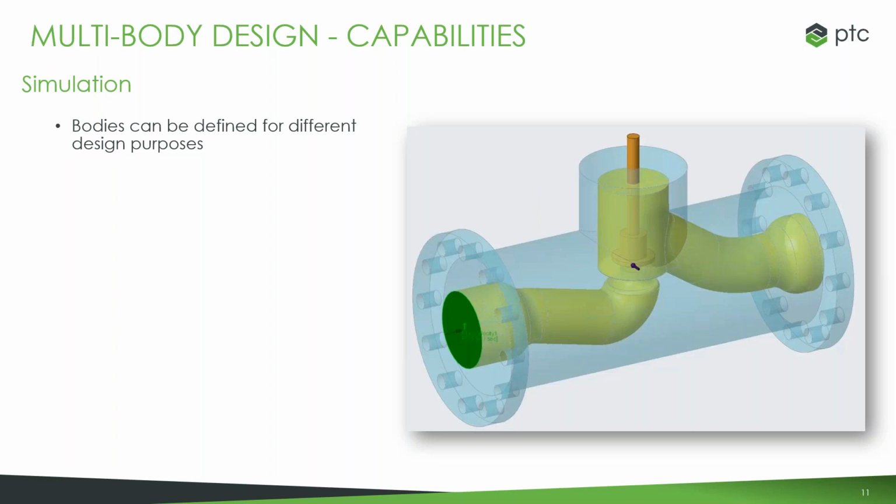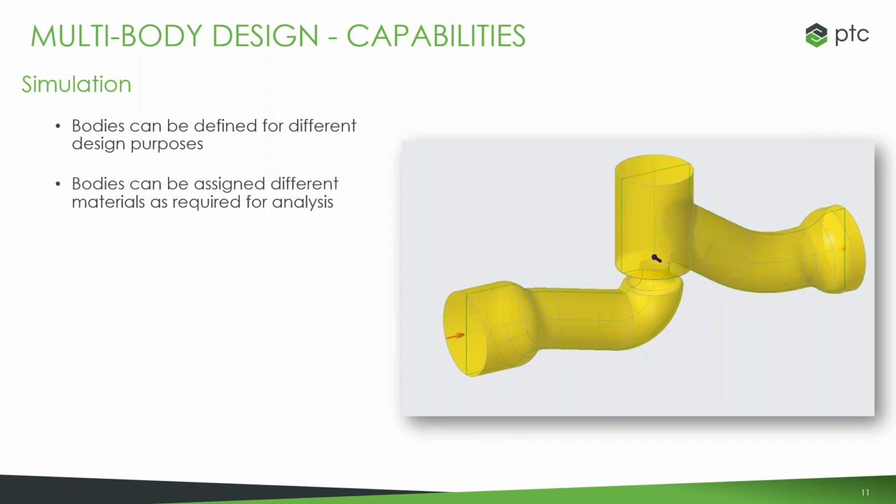So simulation, this is another area where it's very effective to use. Bodies can be defined for different design purposes. They can be assigned different materials as required for analysis. You can define the cavity. It makes it very easy if you're doing flow analysis or something of the sort. Define the cavity. Don't worry about the big part around it. Just build out that negative space, but define it as a solid. It's much easier to do.